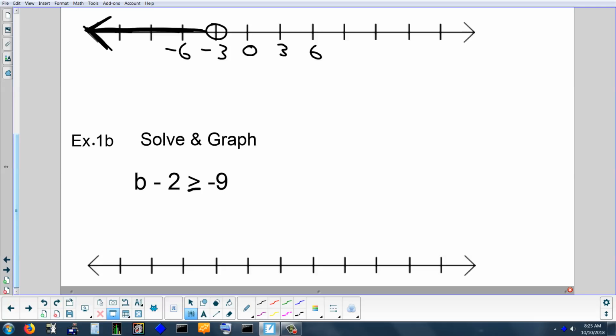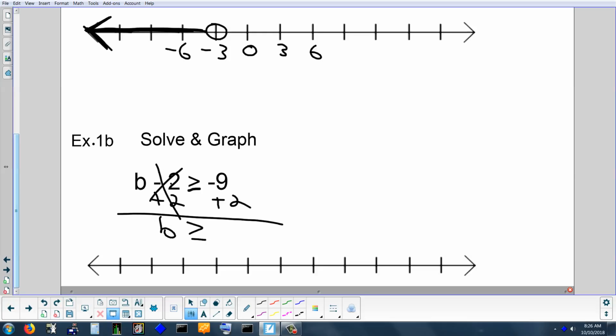Donovan? Add 2 to both sides. Yep, we're going to add 2. Donovan, what's negative 2 plus 2? 0. 0, that's gone. So what's left on the left side? b. So I've got my b. Copy down my symbol. The symbol never changes. No matter what you do with adding and subtracting, you never have to flip that symbol. And then negative 9 plus 2.